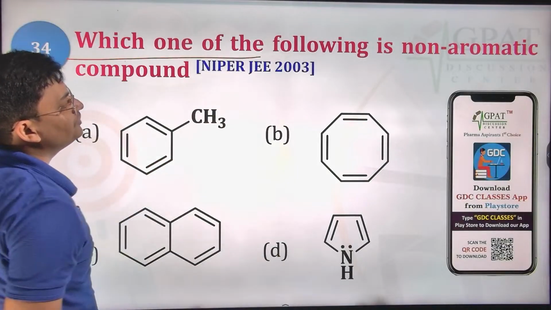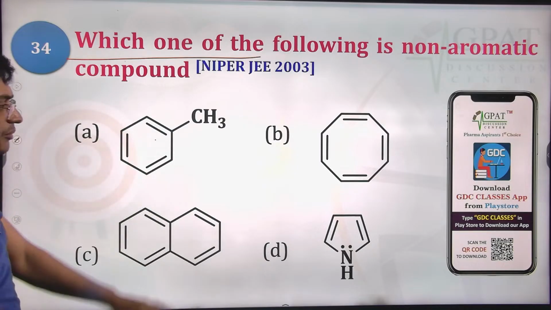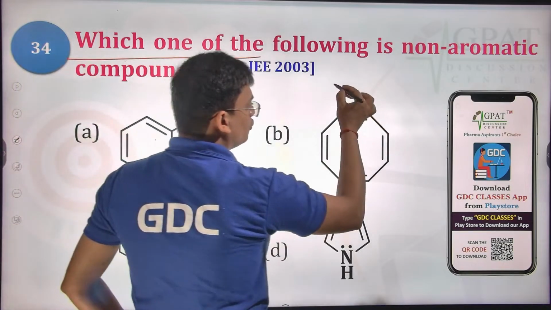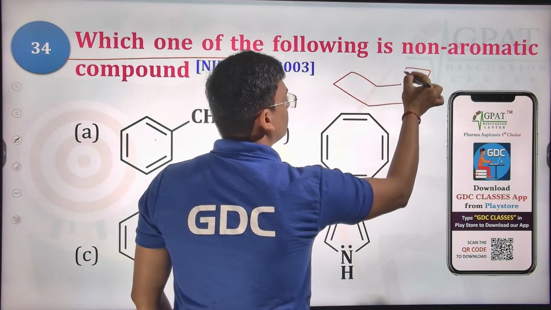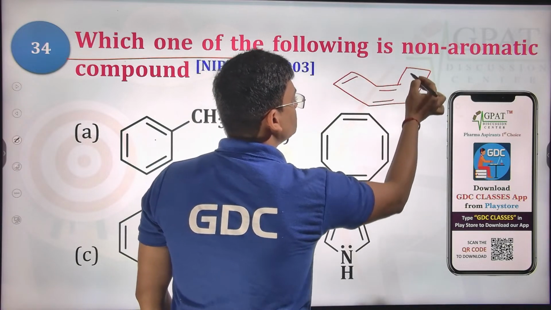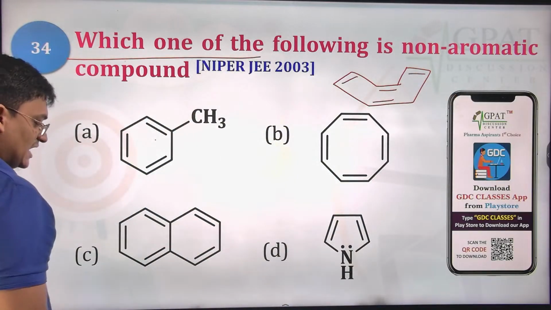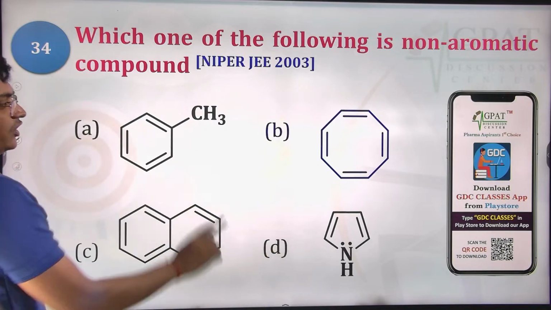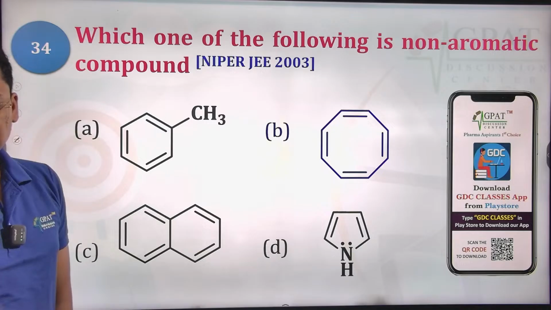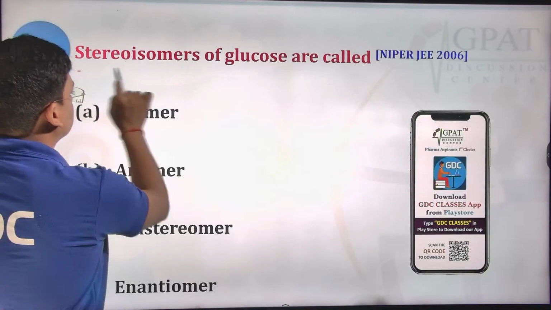Which one of the following is a non-aromatic compound? This is benzene, toluene, aromatic. This one is non-aromatic due to tub-shaped geometry. So due to the tub-shaped geometry, this is non-aromatic. The pyrrole system is aromatic, naphthalene is also aromatic. So all three are aromatic, while this B has non-planar geometry. That's why it is a non-aromatic structure.